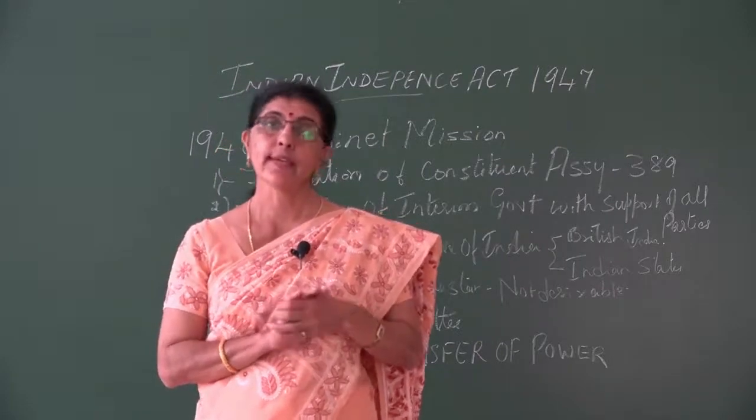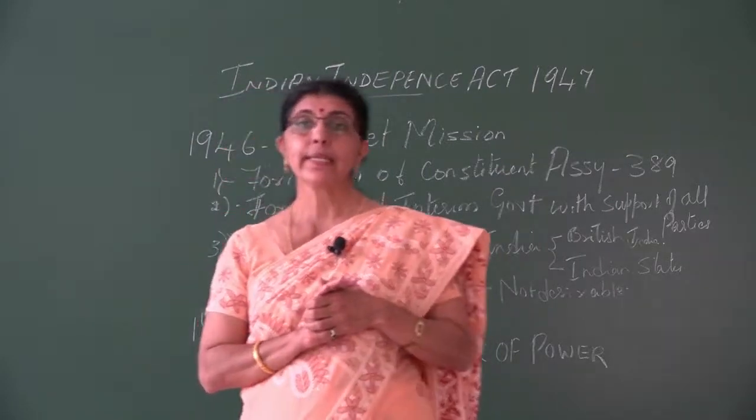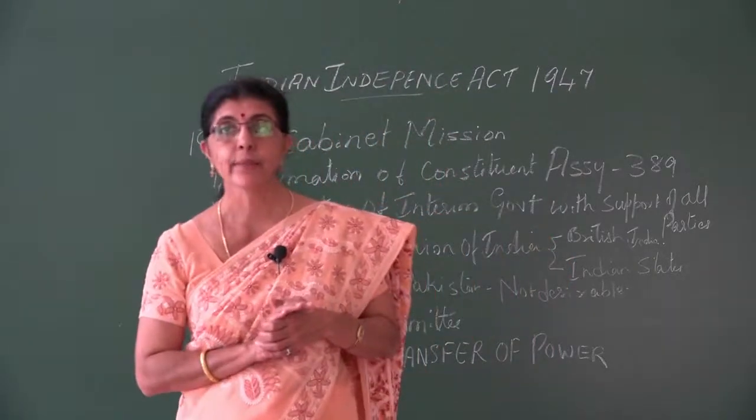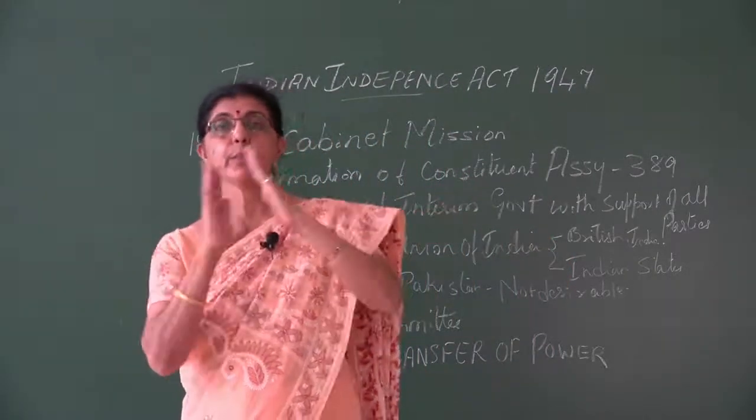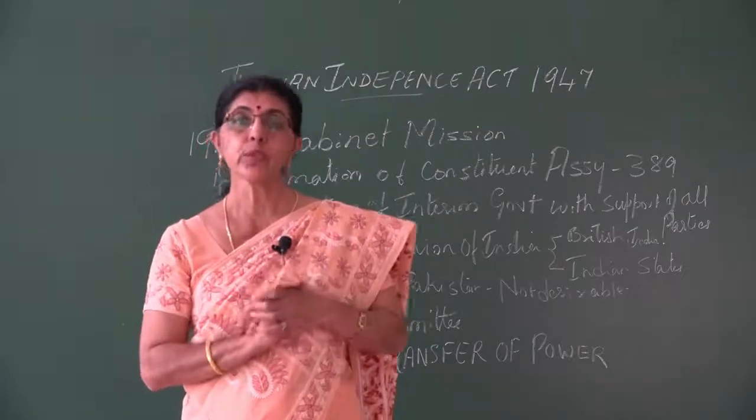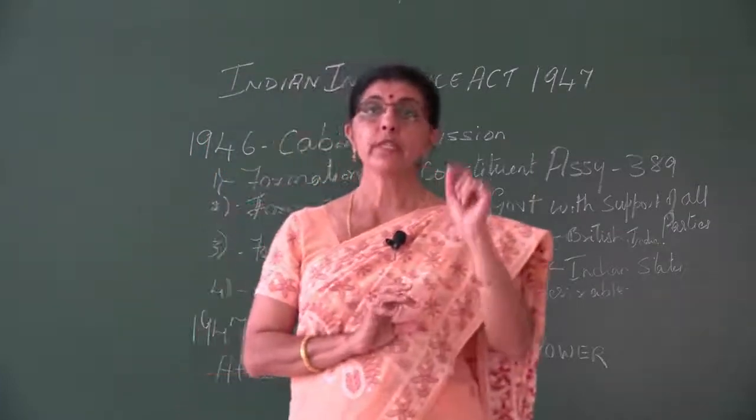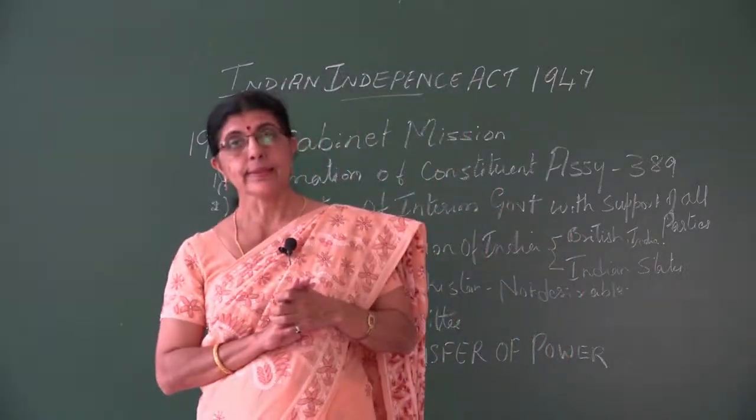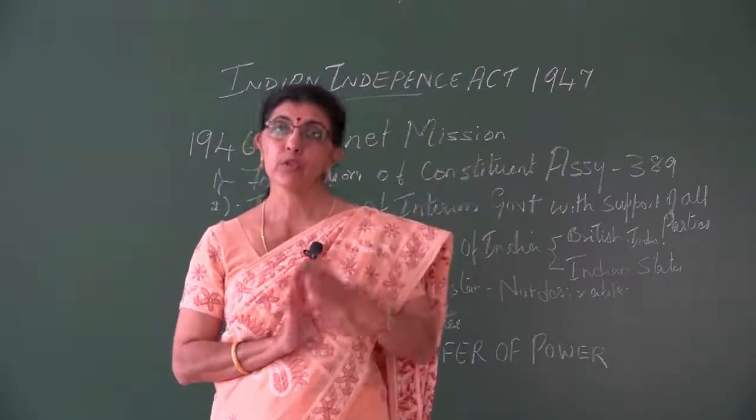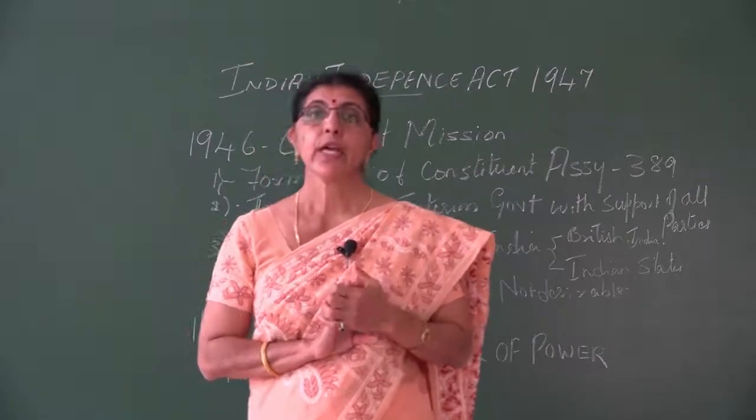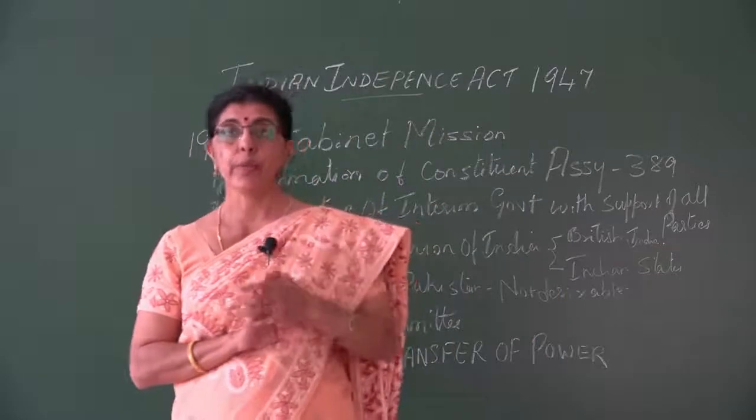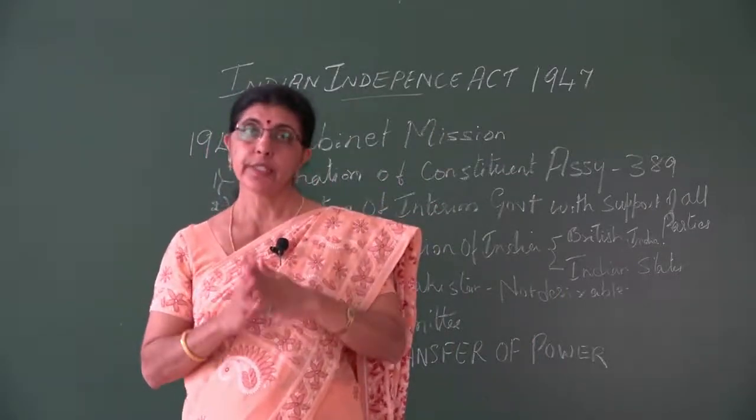It was at this time that Clement Attlee declared that the transfer of power from the British to the Indian government will take place on 20th February 1947. At the same time, the British government also said that they will be sending Lord Mountbatten, who will do the transfer of power. Lord Mountbatten came into India.